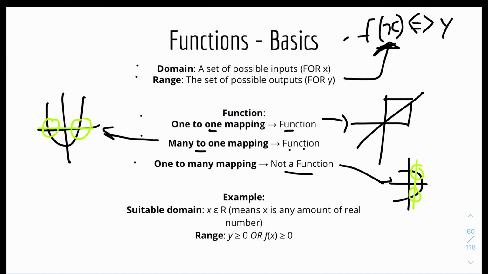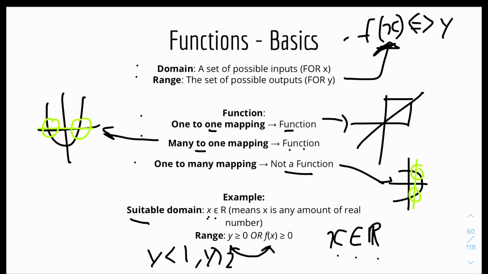So for example, when we try to find the domain or range for a function, a suitable domain could be x is an element of the real numbers, like so. Let me just write it properly, like this. Basically it means that x is any real number. And the range could be y is bigger than or equal to 0, or f(x), they are the same thing, or it could be y is less than 1, y bigger than 2, and so on.